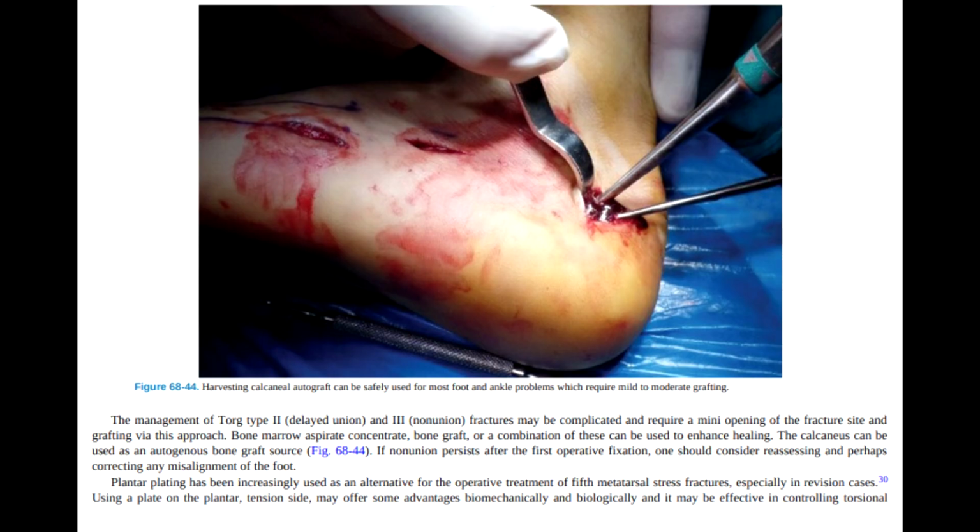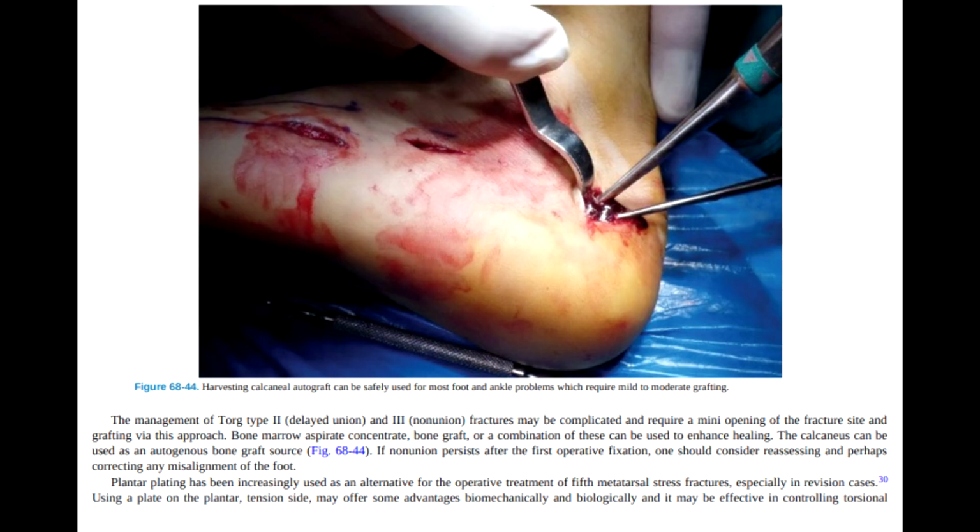In one series of professional football players, returning to play earlier than 8 weeks after screw fixation was a significant risk factor for delayed union. Now, look at the image on the page. It shows a calcaneal autograft being harvested from the heel through a small incision. This technique provides cancellous bone graft that can be used for many foot and ankle procedures when only mild to moderate volume is required. The calcaneus is a convenient source of autogenous graft in the same surgical field.